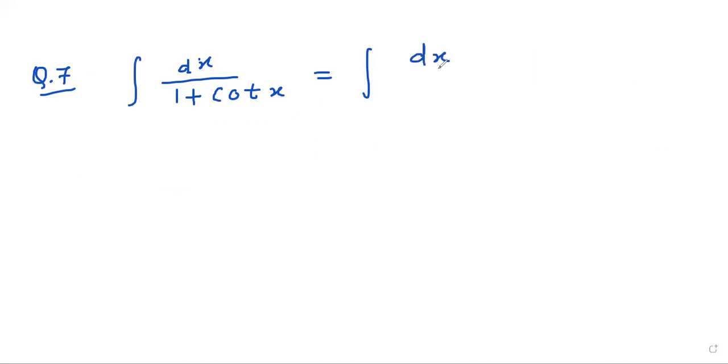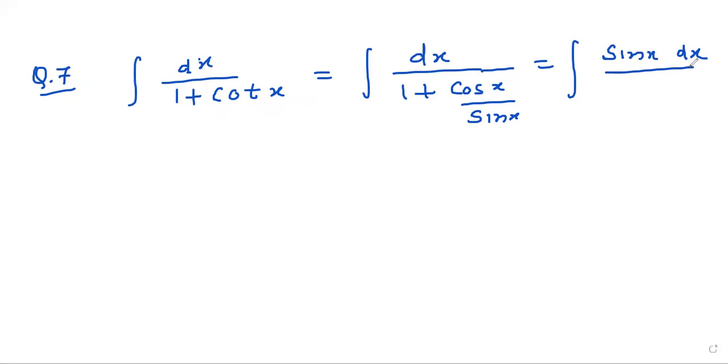Question number 7. Integrate 1 upon 1 plus cot x dx. It is a little tricky question, so let's try it. dx upon 1 plus cos x divided by sin x, which will become sin x dx divided by sin x plus cos x.